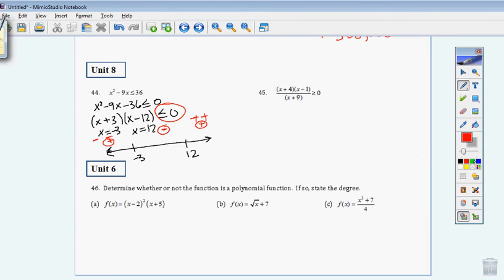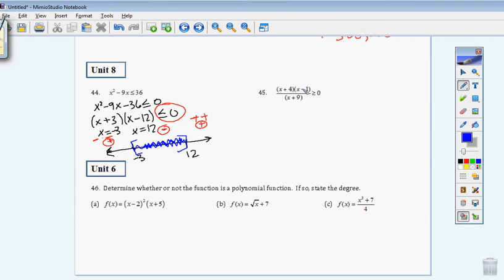So we want to actually, let me take the blue here, and since it says less than or equal, we want to shade the negative region. Not the negative numbers on the number line, but the numbers on the number line that give me negative numbers, because they will be true statements. And then I need to use brackets for this one because the problem has a bracket in it.